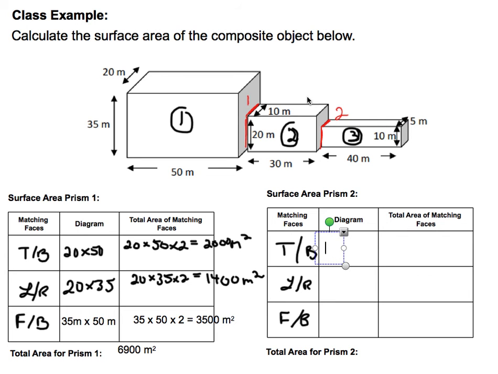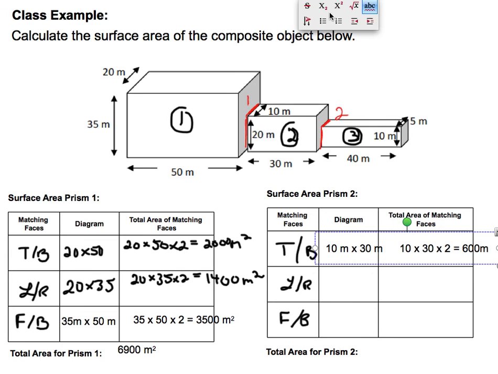So the dimensions of your top and the bottom for Prism 2 is 10 by 30. So 10 meters by 30 meters. So that will give me 10 times 30, and again times 2, because I have 2 of them. So that is 600 meters squared.